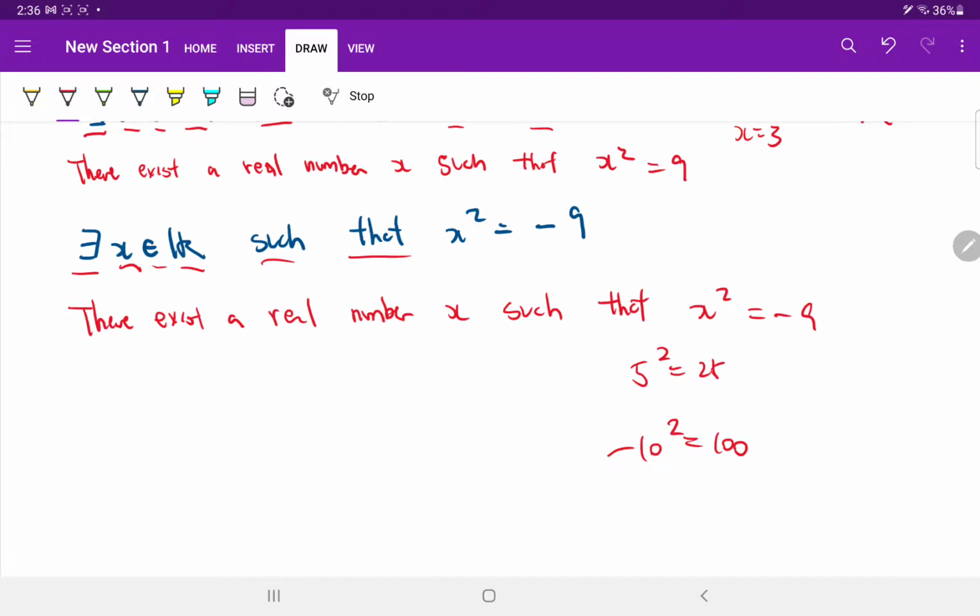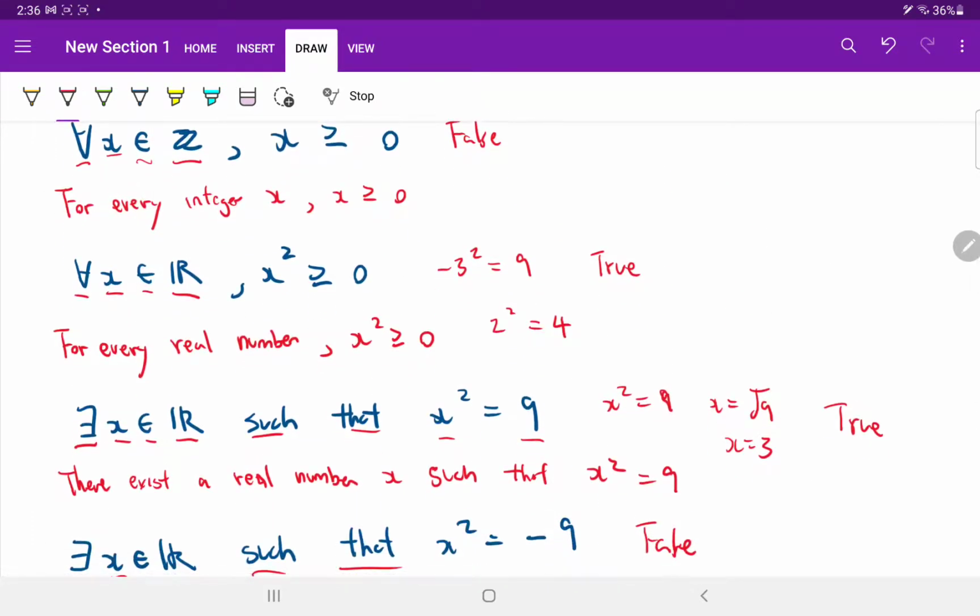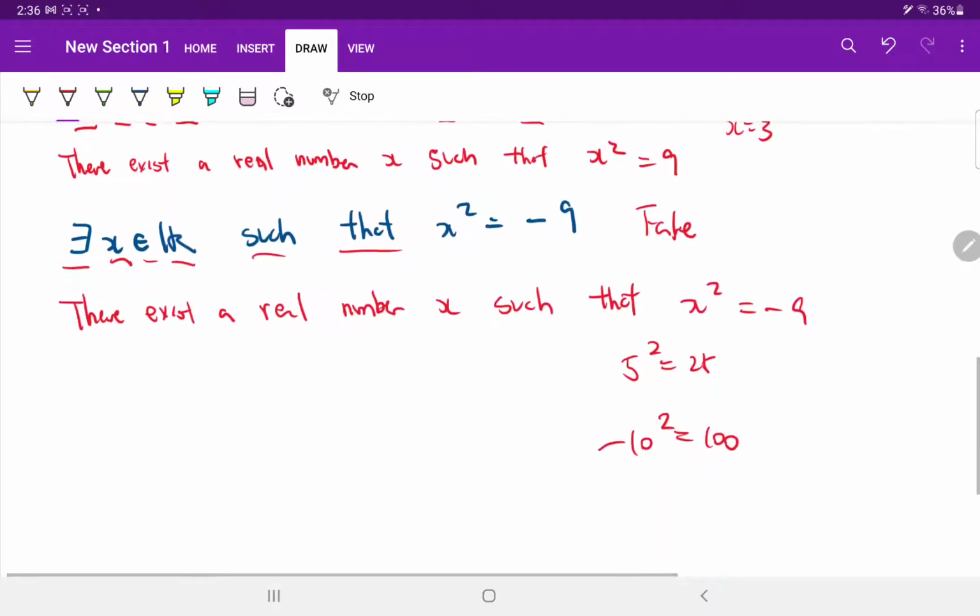There's not a single real number where you can square it and get a negative number. So this statement must be false, because what this statement is saying is that there exists a real number which, if you square it, you get -9, which is not possible, because no matter what the real number is, if you square it, like I said in the second example, it must be positive. So this statement must be false, because it says there exists a real number that when squared is negative.